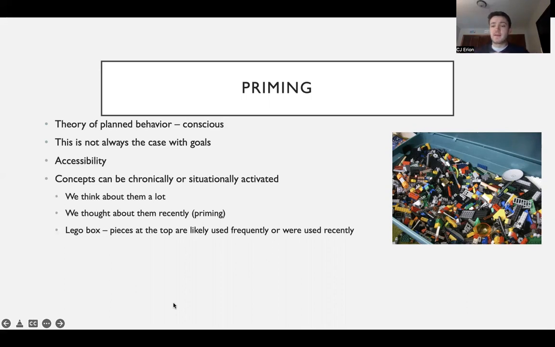An analogy that I think works well with this in terms of thinking about accessibility in general is, say we have a Lego box. The pieces at the top, we'll say that those are more accessible. And they are likely more accessible at the top either because we use those pieces frequently or because we used them recently.